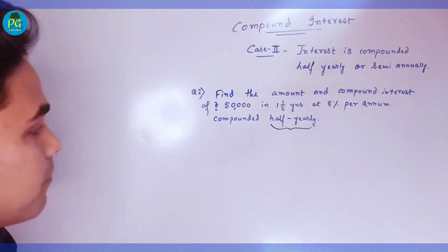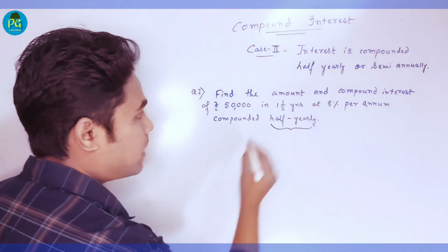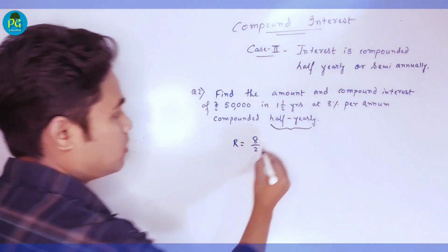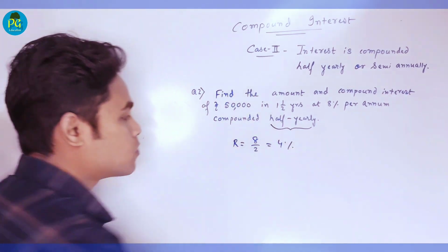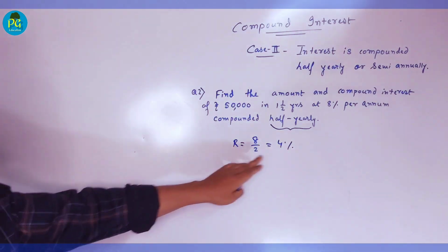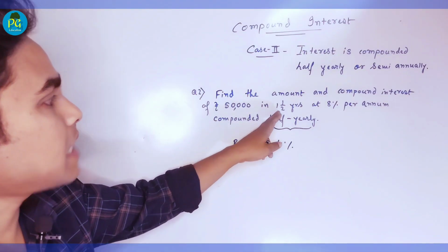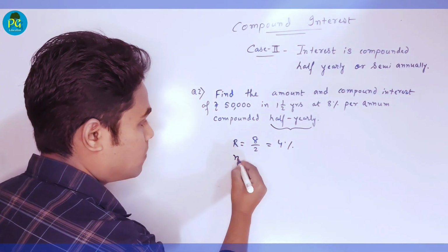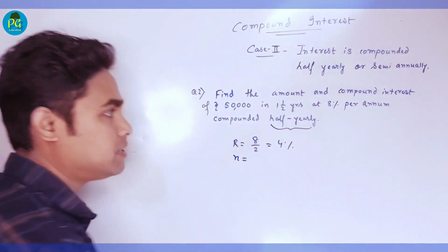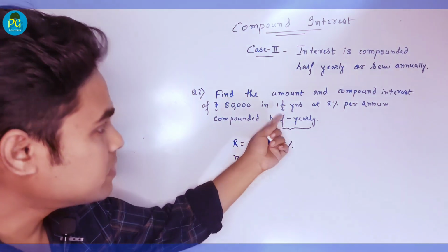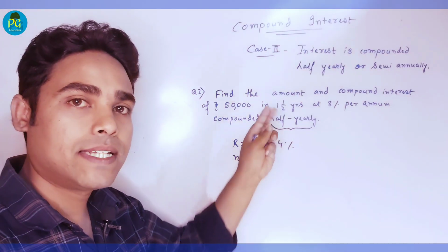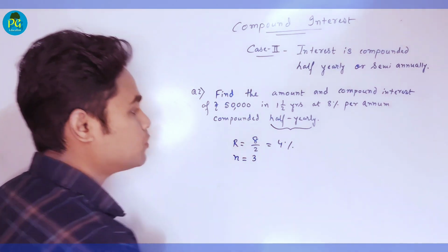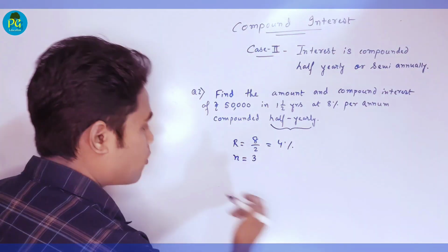Okay, so what we have to do is divide the rate by 2. It is 4%. So now our rate will be 4%. And what will be the time? The time is 1.5 years. 1.5 years means, how many 6 months are there in 1.5 years? There are 3 six-months. So we will take N equal to 3. Okay, and the remaining process is same.